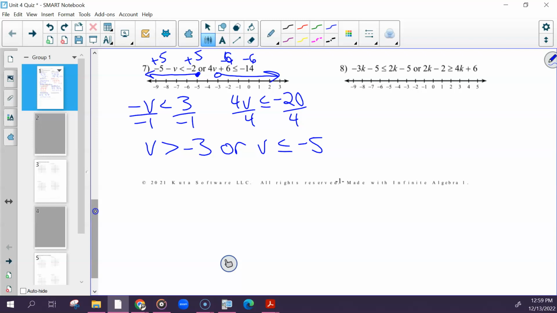And then 8, I'm going to rewrite down here. If you don't have enough space, please grab extra paper, write on the back, tell me it's on the back, whatever works.